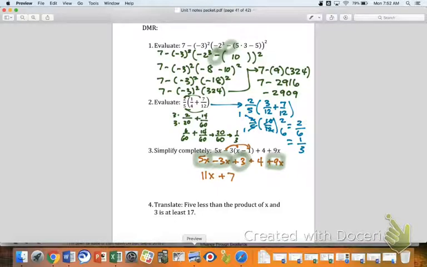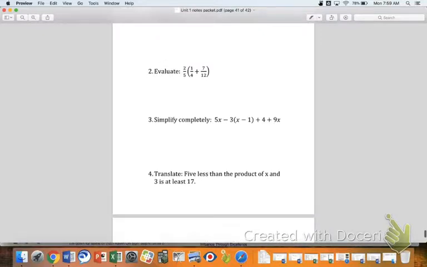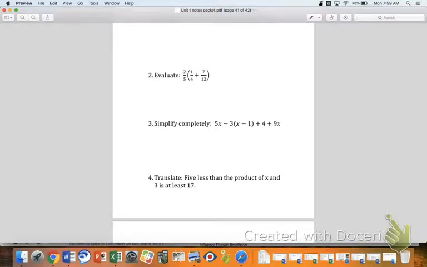And then lastly is one of our newest concepts, and that's number 4. Translate 5 less than the product of x and 3. So 5 less than the product of x and 3 would look like this: 3x minus 5. That is 5 less than that product, right? Remember, less than means subtraction. Something's being subtracted, and 5 less than means we subtract 5. Product means multiplication, so product of x and 3 would be x times 3 or 3x, same thing.